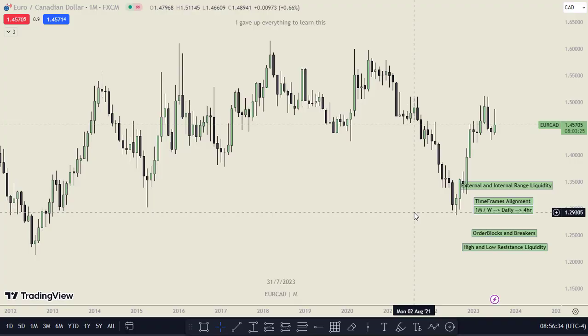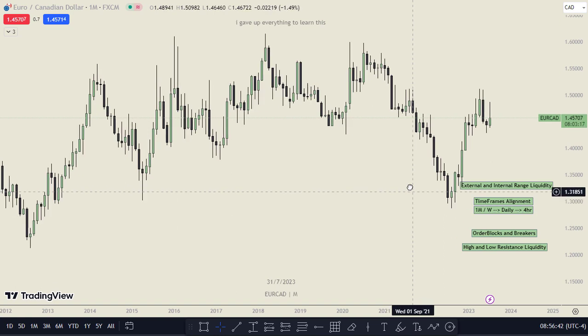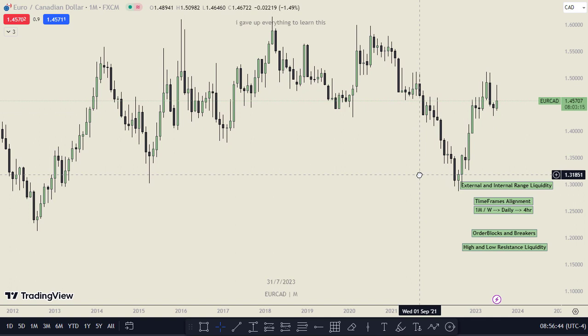And let's start with the first example. So we have here the euro against the Canadian dollar. This is the monthly chart. And can you spot anything here? Can you spot any swing trade idea?